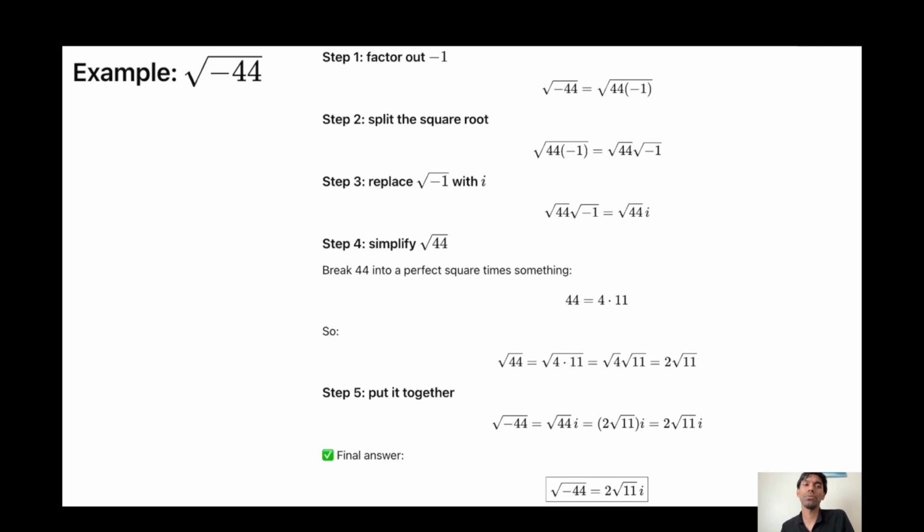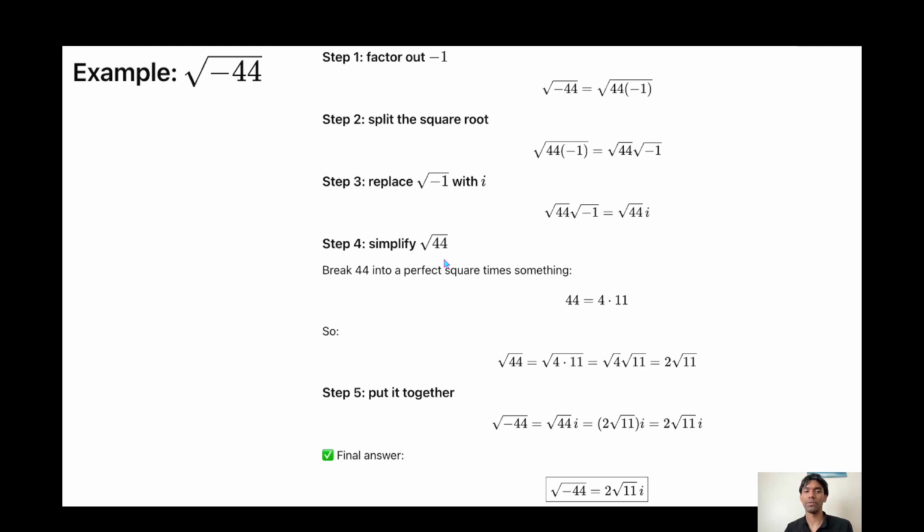Now let's take an example. Here we have square root of minus 44. The first thing we need to do is factor out the minus 1. So square root of minus 44 is equal to square root of 44 multiplied by minus 1. Then we split the square root. So square root of 44 multiplied by minus 1 is equal to square root of 44 multiplied by square root of minus 1. Now we replace the square root of minus 1 with an i, and therefore we are left with square root of 44 multiplied by i.